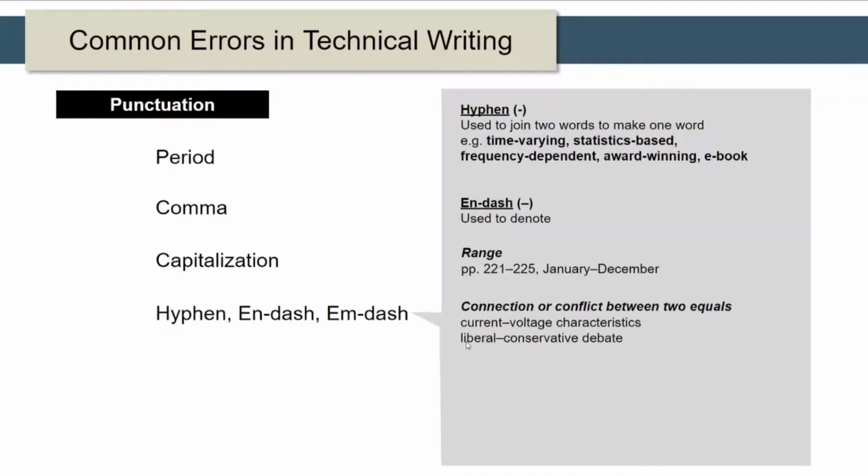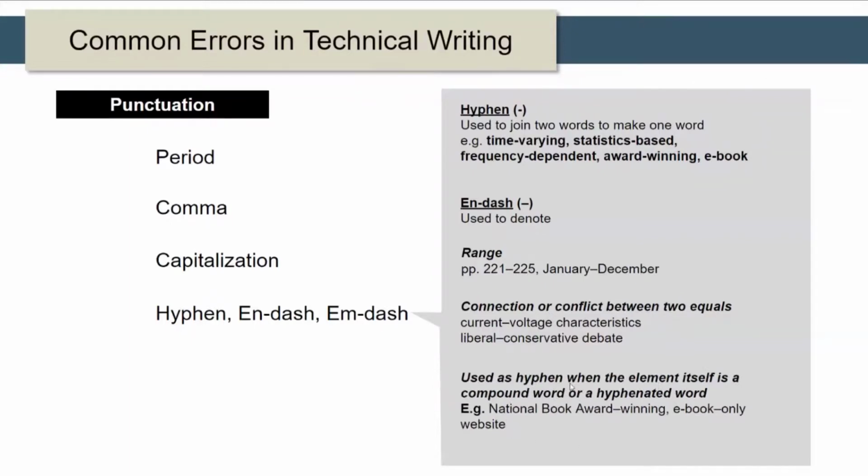It also is used to denote connection or conflict between two equals. Remember in hyphen, one word was more important and the second word was less important, right? But when you have two equals, when you want to say, I am plotting the current-voltage characteristics, right? So it's not that current is more important or voltage is more important. Current and voltage are two equal quantities here. You may not have done this, but you are supposed to use an N dash here.